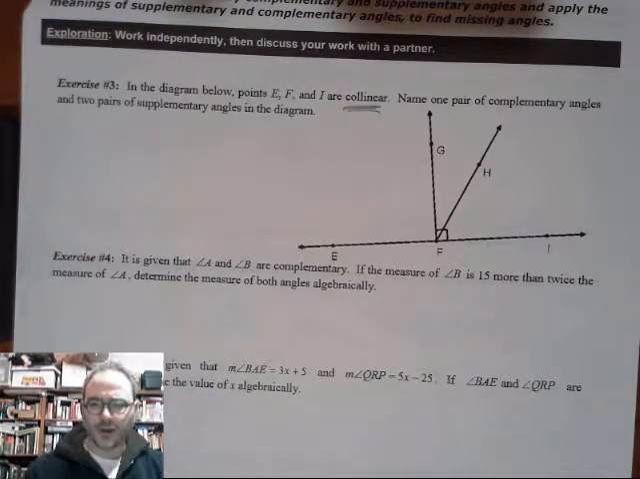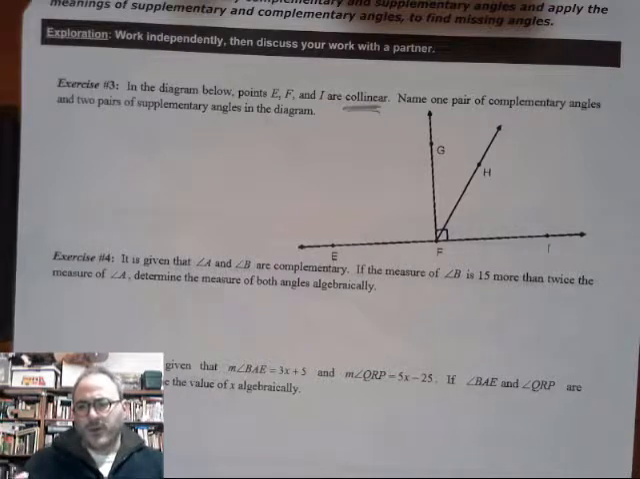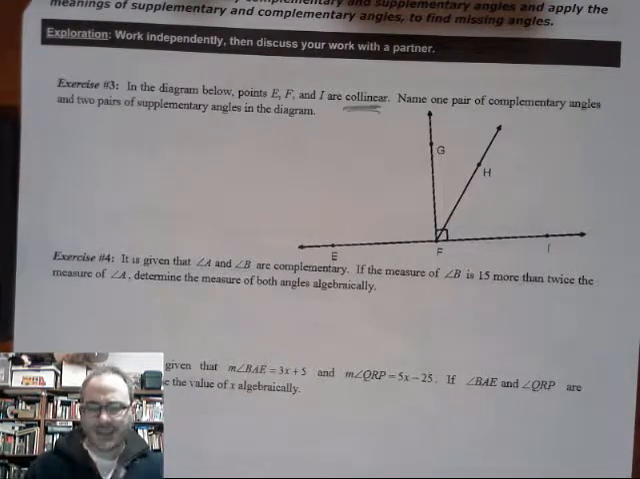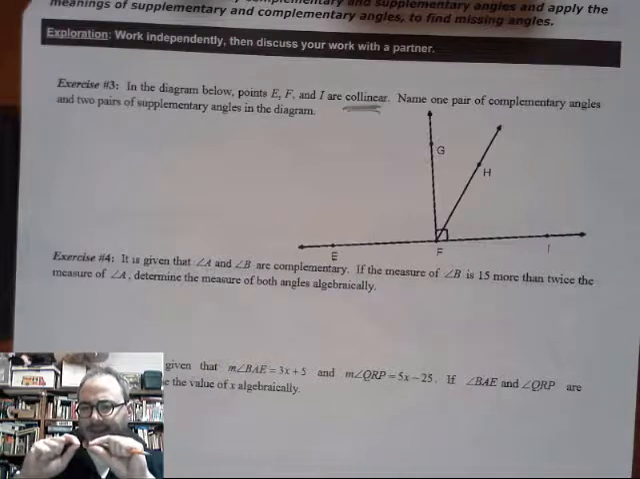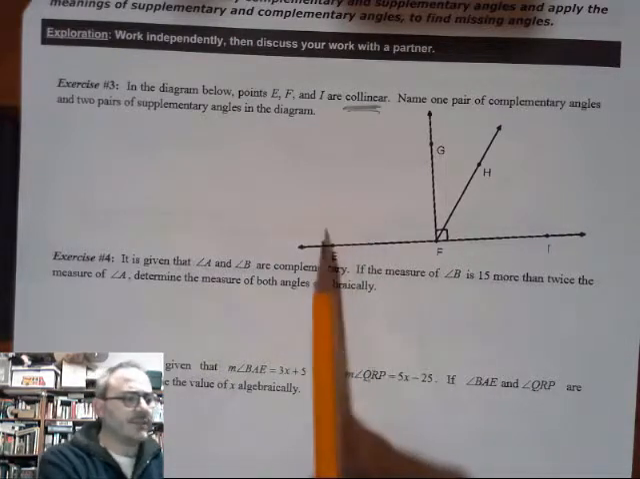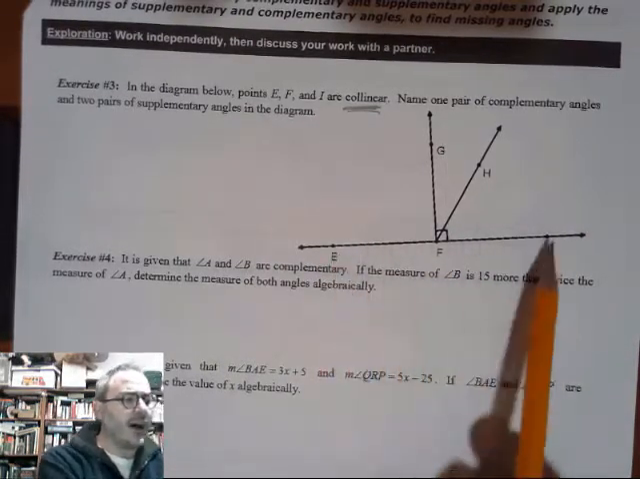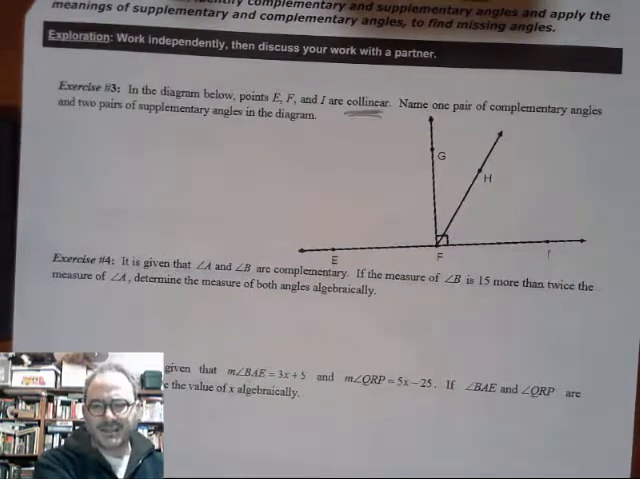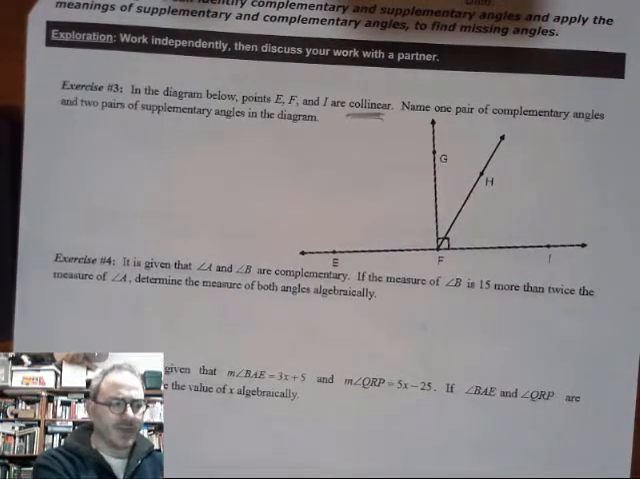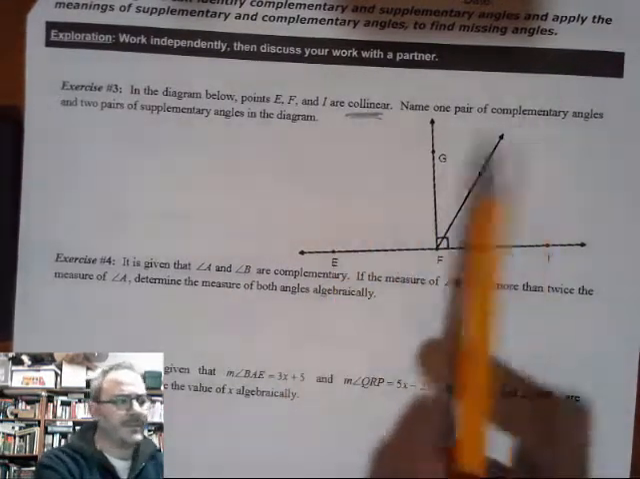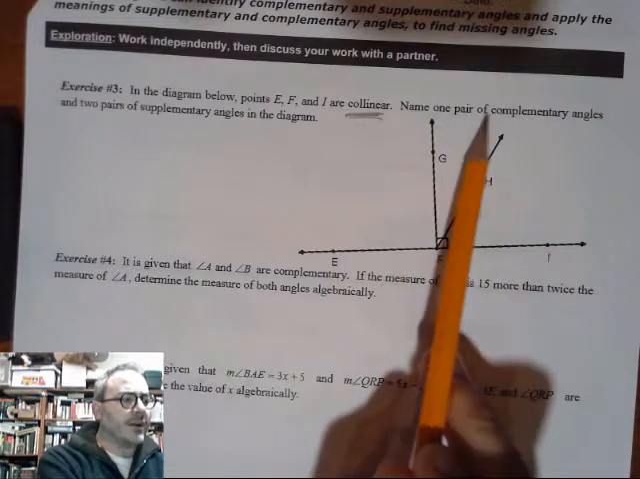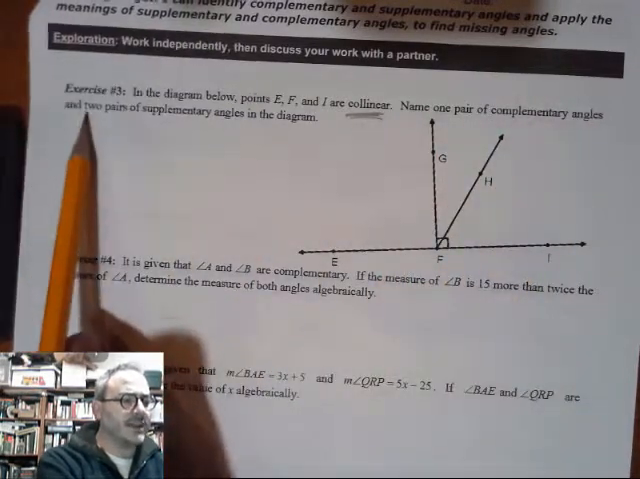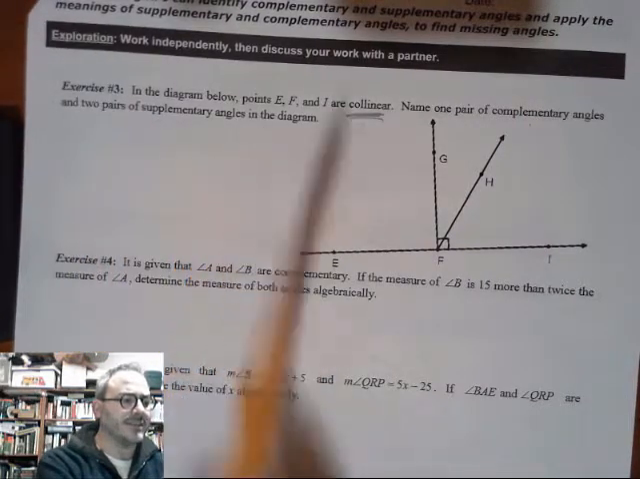Collinear, we talked about co-workers. Co-workers are the people you work with at the same job. Collinear are points that are on the same line. So E, F, and I are all on the same line. And what do we know about lines? Their angle measure, 180 degrees. So we have one piece of information right there, just from collinear. Name one pair of complementary angles and two pairs of supplementary angles in the diagram.